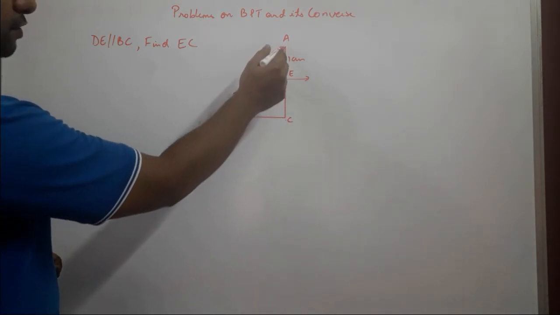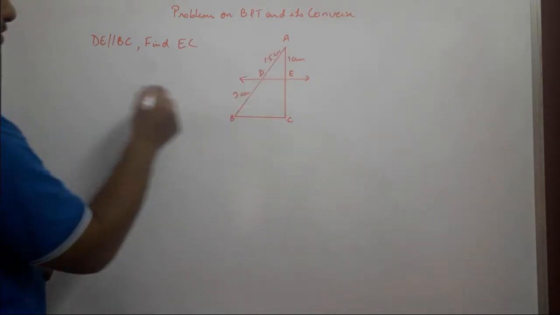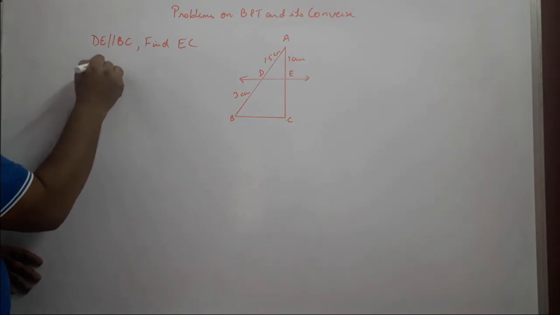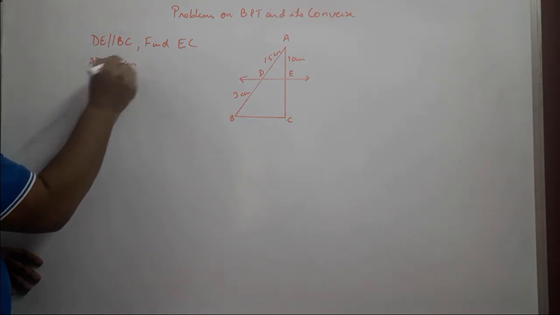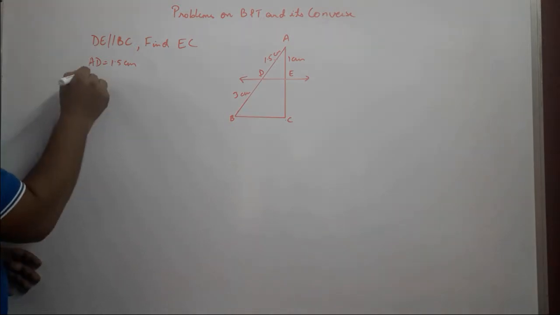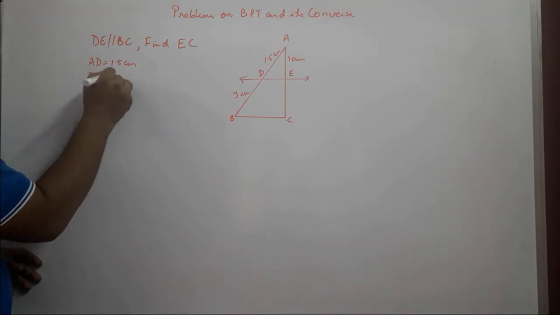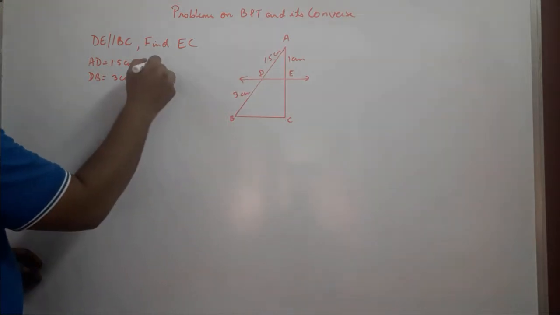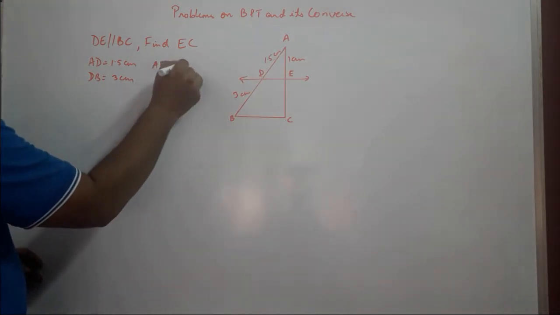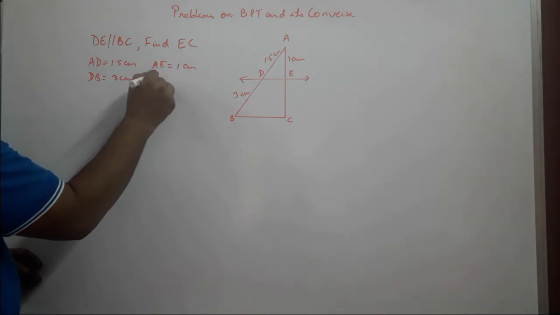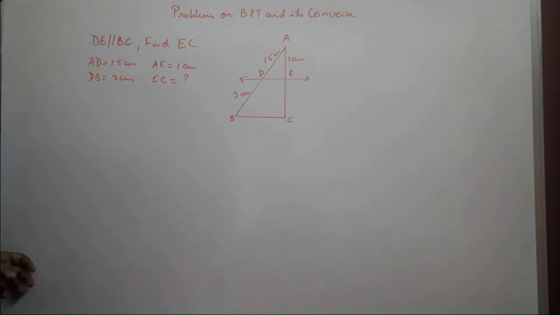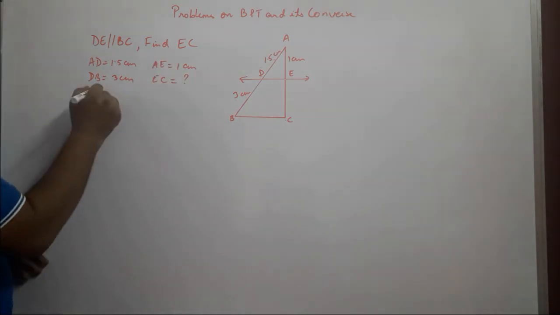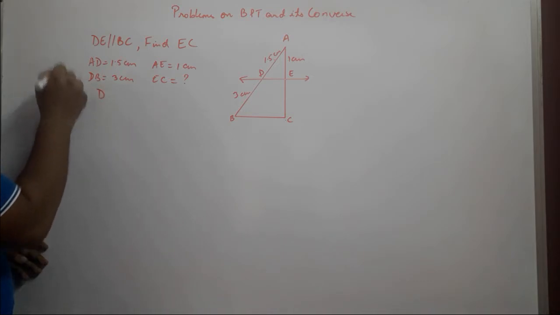We are given the length of AD. AD is 1.5 centimeters. Then DB is 3 centimeters. We have AE, which is equal to 1 centimeter, and we are asked to find out EC. So we are given that, we'll write over here solution.